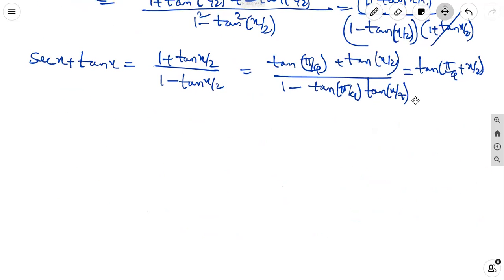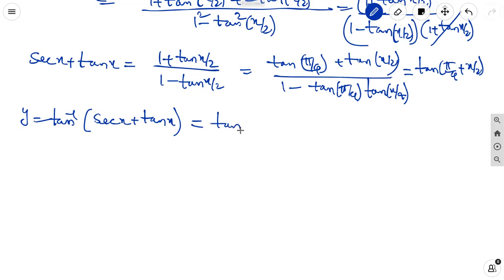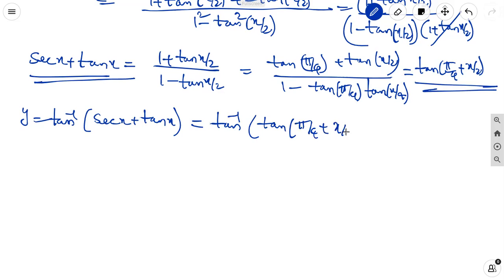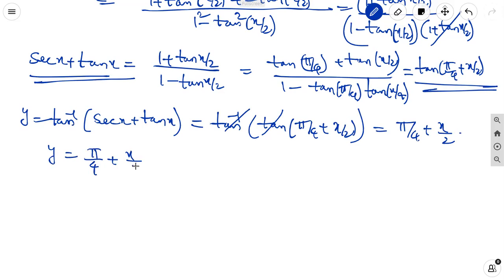So here take y equal to tan inverse of secant x plus tan x equal to tan inverse of, what we know, in the place of secant x plus tan x is tan of pi by 4 plus x by 2. So tan inverse gets cancelled. Then the y function is pi by 4 plus x by 2. So here y equal to pi by 4 plus x by 2.